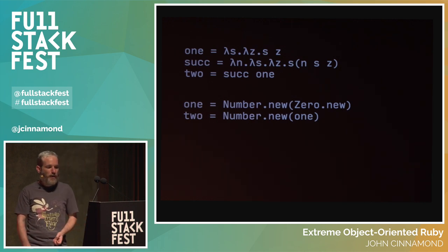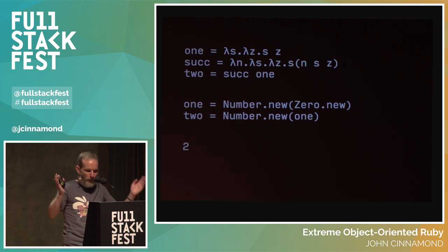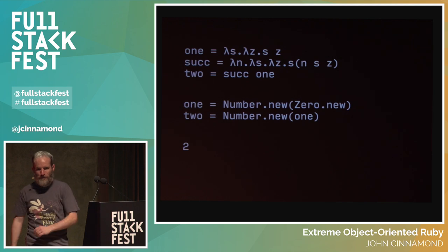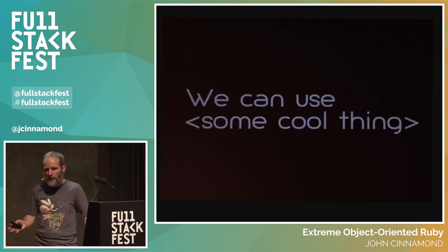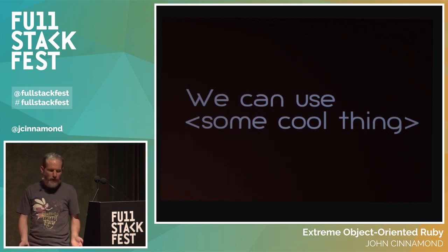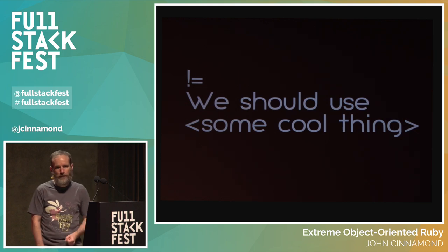This feeling of smugness is nice, but it's also kind of fleeting, because it's not going to be long before somebody comes along and says, look, just use 2. That's the right answer. All this thing we were doing with number.new is just a distraction. This happens all the time. We think, hey, we can use this really cool thing to solve a problem. I mean, it's confused into thinking, this means we should use this thing to solve a problem.